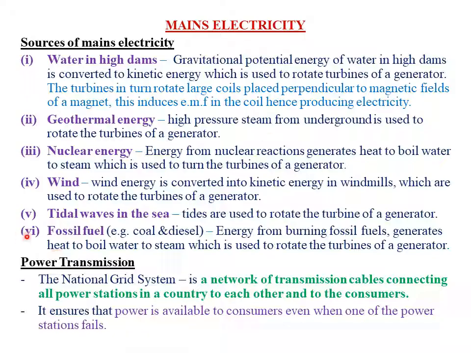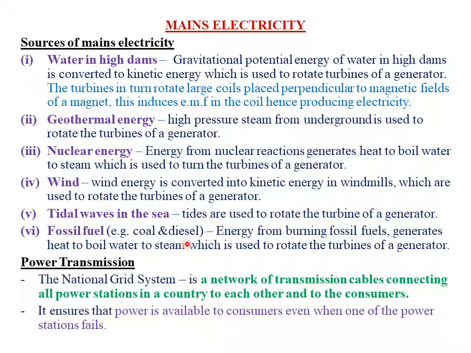Then, of course, our last source of mains electricity is what we call the fossil fuel. So examples of fossil fuel include coal and also diesel, whereby we are saying that energy from burning fuels, remember when you burn coal or diesel, generates heat. So when you burn them, we have some heat that is going to be generated. So energy from burning fuels, that is fossil fuel, generates heat, which is used to boil water to steam, of course, under very high pressure.